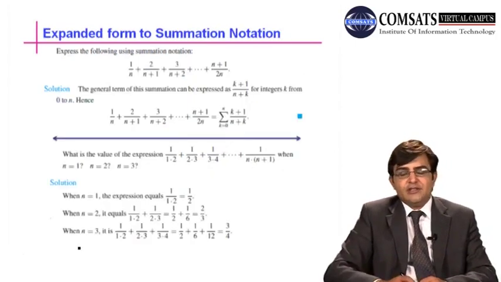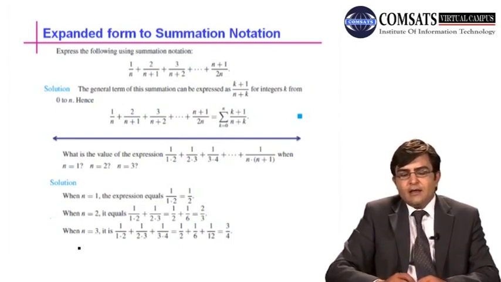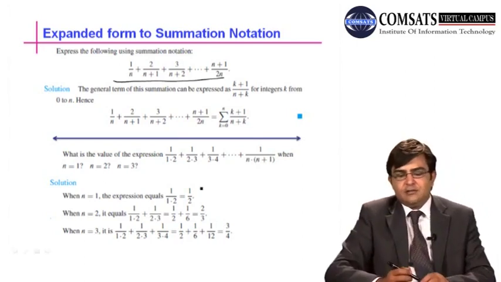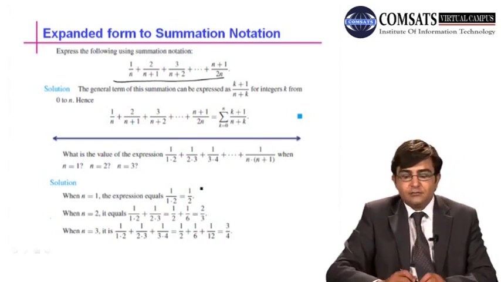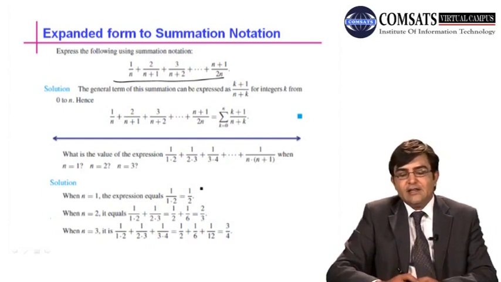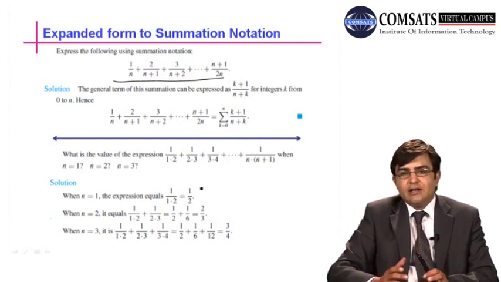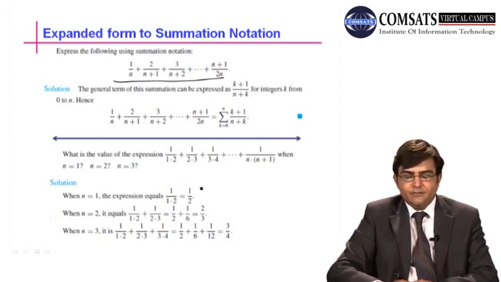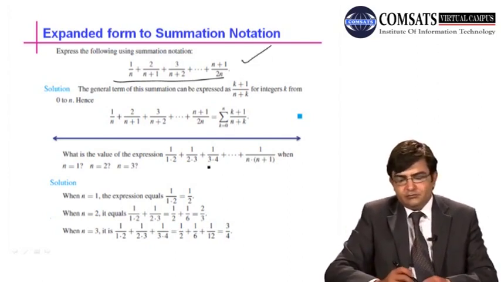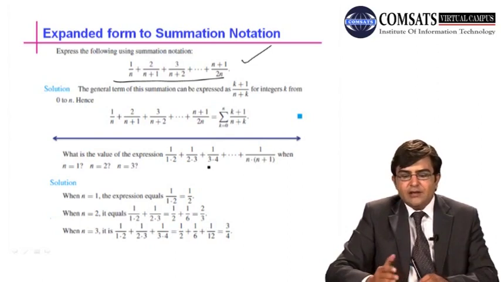Now expanded form to summation notation. How we can write a given expanded form into a summation notation. This again involves personal observation: how you write the summation, how you take the index, and how you take the variation of index. Basically, how we can write the general term of this summation.